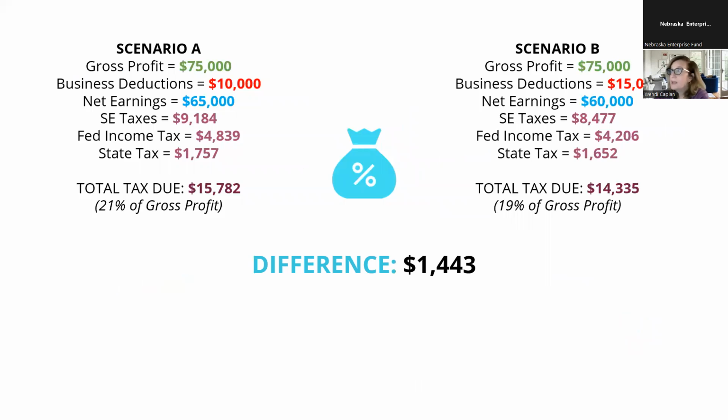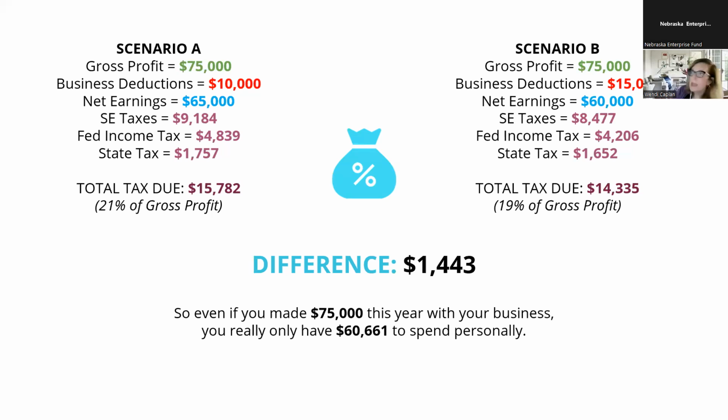So again, just to give you the different scenarios, with the $10,000 in business deductions versus the $15,000, there's quite a difference in what we owe. In scenario A, with less business deductions, we owed more in taxes, about 21% of our gross profit. And in scenario B, with $5,000 more in business deductions, we owed less in taxes. So we owed 19% of our gross profit, which was a difference of $1,400.